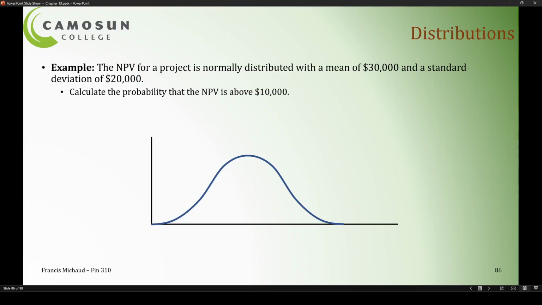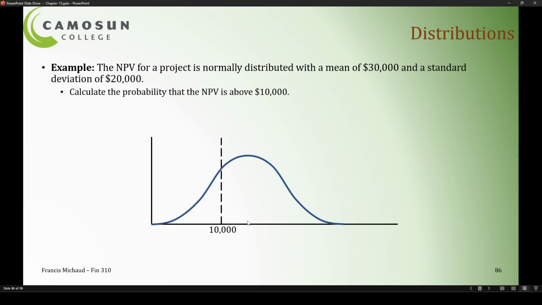Okay, next question. Suppose that instead we want to calculate the probability that the NPV is above 10,000. We have exactly the same information, but now we just want to calculate the probability that the NPV is above 10,000. So what we want is, suppose we have 10,000 here. Notice, by the way, I put it to the left of the peak here because the peak is the mean. So the peak is 30,000. So 10,000 is smaller than the mean. So it goes to the left of the 30,000.